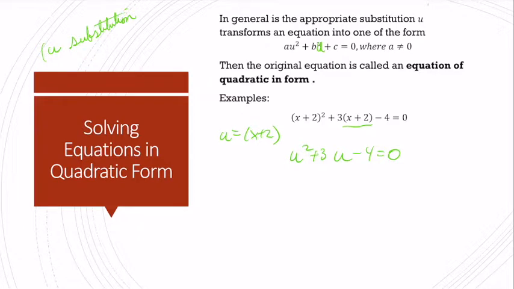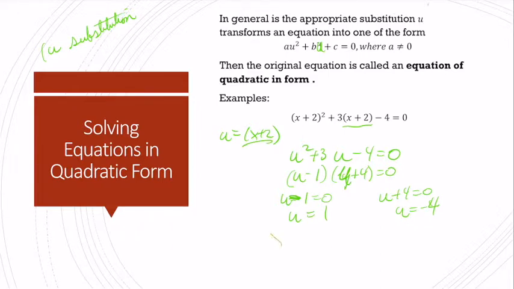So what are some factors of negative 4 that add up to 3? Well, that's going to be negative 1 and 4. I set each of those equal to 0. So I get u equals negative 4, and I get u equals 1. And then I can go ahead and substitute u back in. So I have x plus 2 equals 1. That's going to give me x equals negative 1. And I have x plus 2 equals negative 4. That's going to give me x equals negative 6.